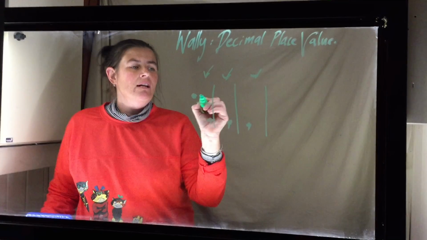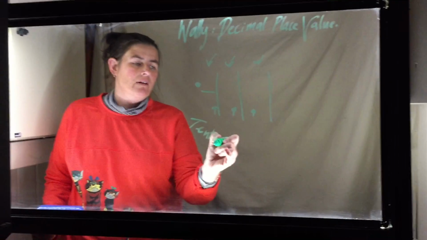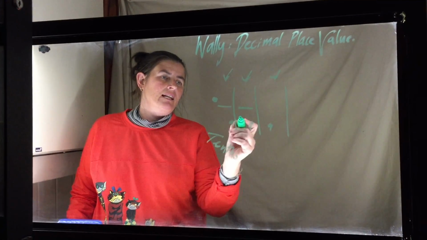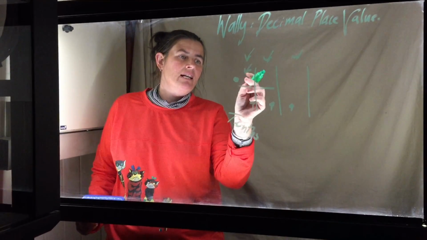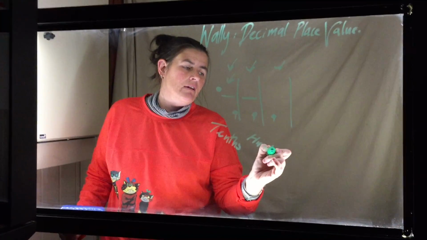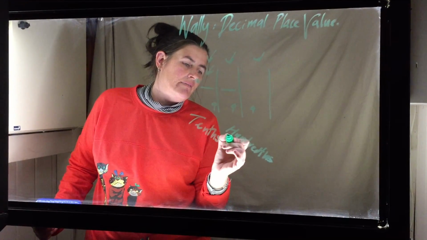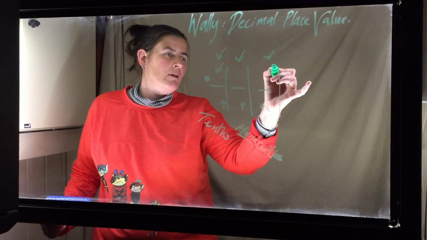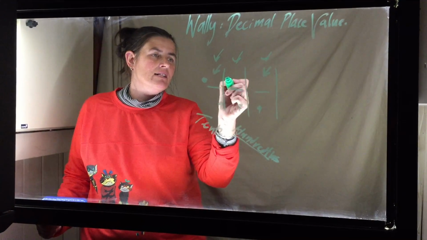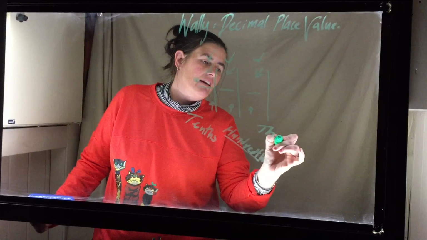So whatever number is living first is the tenths. Whatever number is in second, as long as there is something in here, is hundredths. Hundredths. I can't spell that today. So the last one, whatever is in here, as long as there is something in here and in here, is the thousandths column.